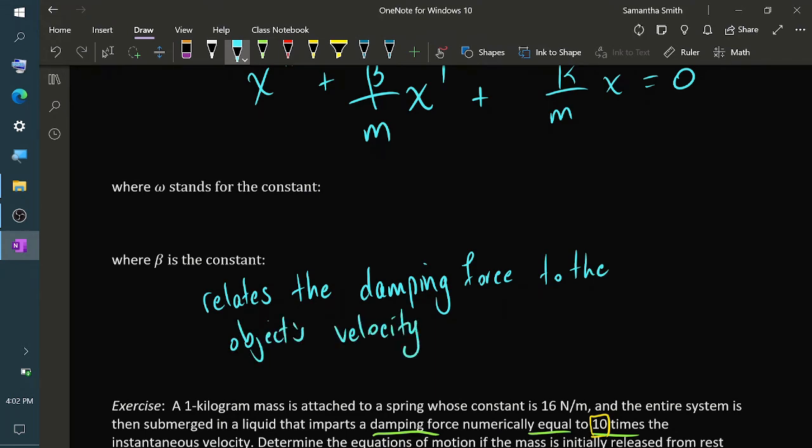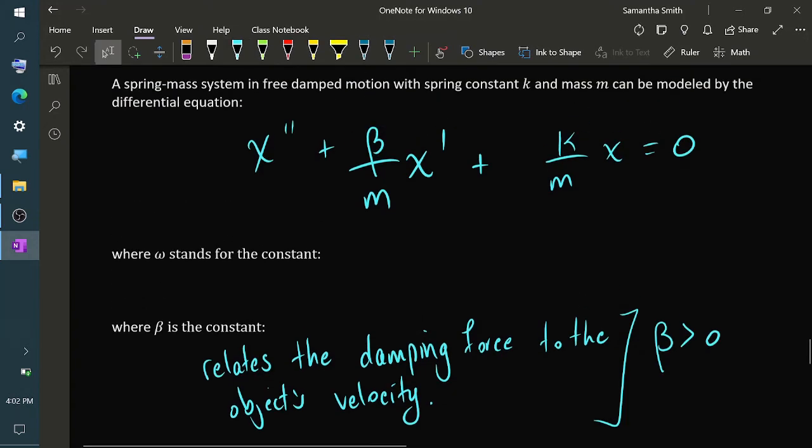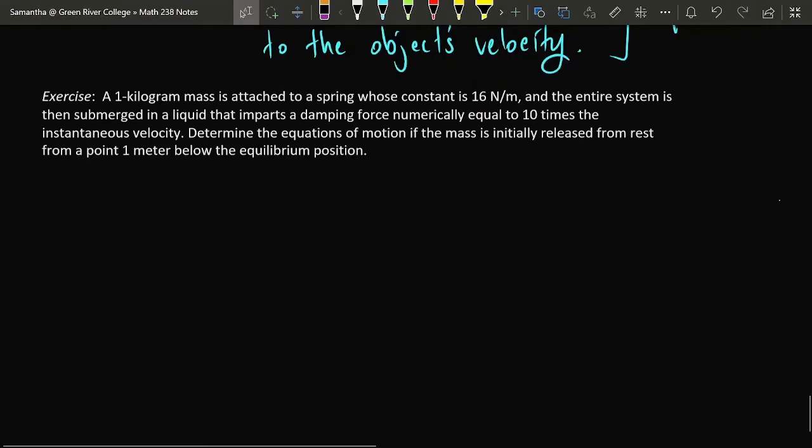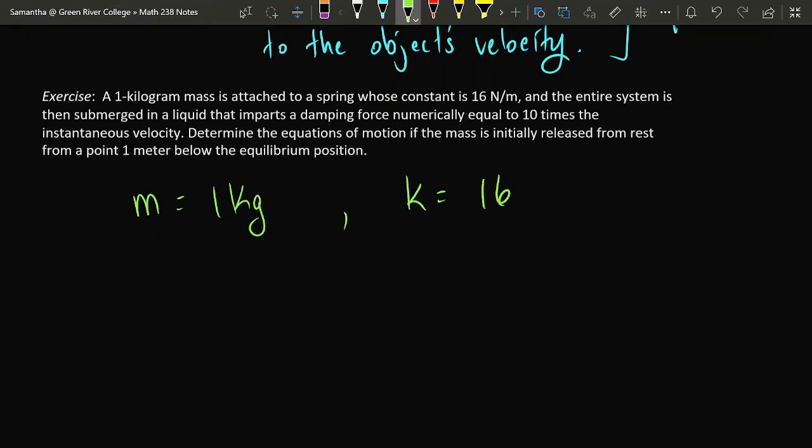instantaneous velocity. And we're going to make the assumption that beta is going to be a positive constant. All the constants in this equation, beta, m, k, are all going to be assumed to be positive. So in this case, we have a 1 kilogram mass attached to a spring whose constant is given by 16 newtons per meter. So the mass of the object is 1 kilogram. The spring constant is 16.